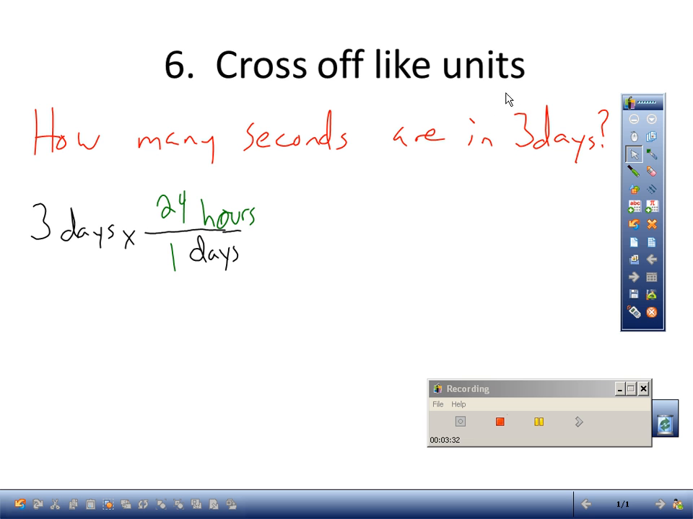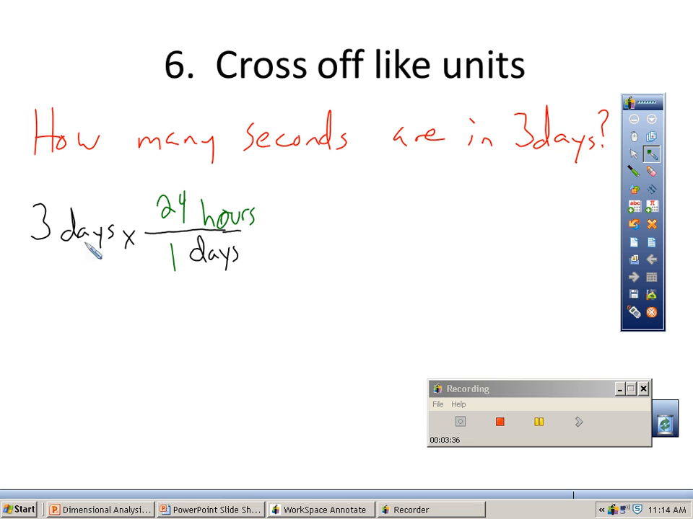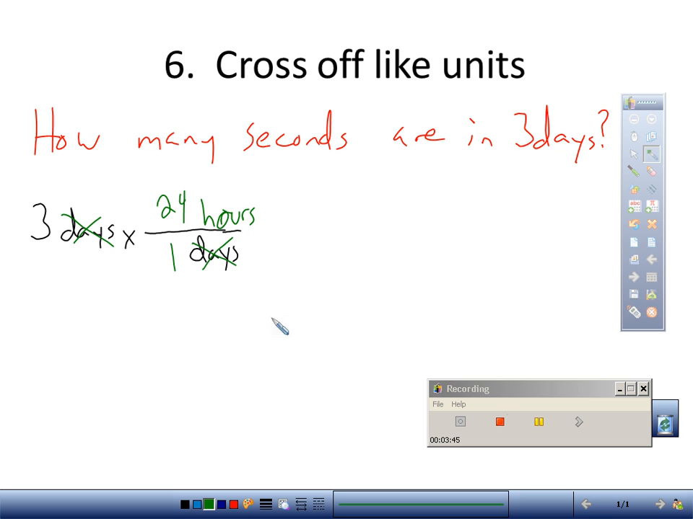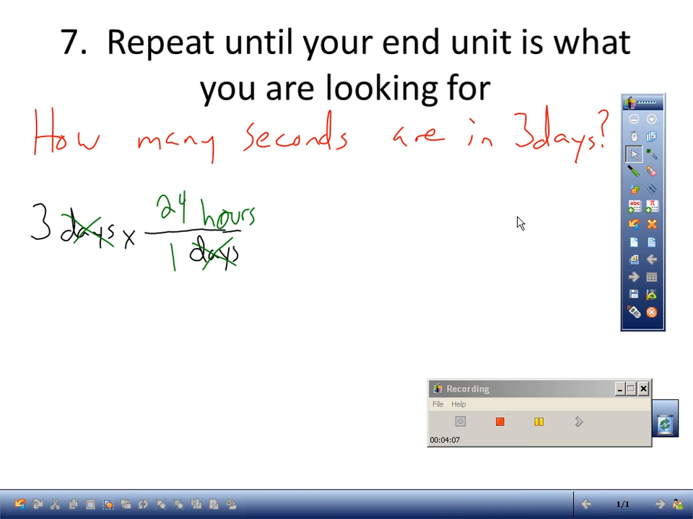Rule number 6, cross off like units. So the whole reason I did this is because I want to get out of days. So since I have days on top and days on the bottom, that mathematically means I can cross them off, because anything over itself equals 1. So now I'm in units of hours, and if I wanted to, I could multiply 3 times 24, I'd get 72 hours. So I know that 3 days equals 72 hours. But the question's not asking for hours, of course, it's asking for seconds. Well, rule number 7 says, repeat until your end unit is what you are looking for. So I'm going to go back and I'm going to repeat.